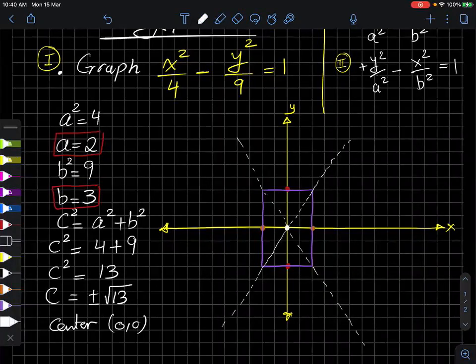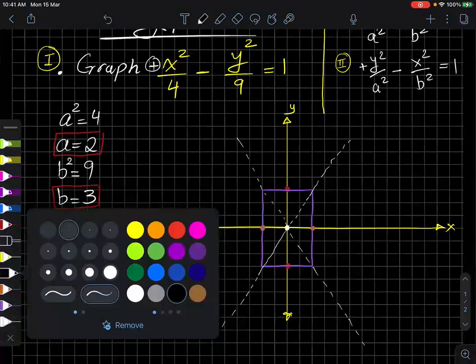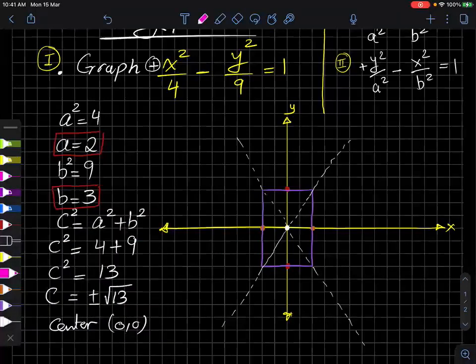Okay, nice. Because here x squared is positive, my hyperbola has right and left branches. It has right and left branches since it's positive here. So now let's draw our branches. Let's draw it in another color. And this one, you have it up here.